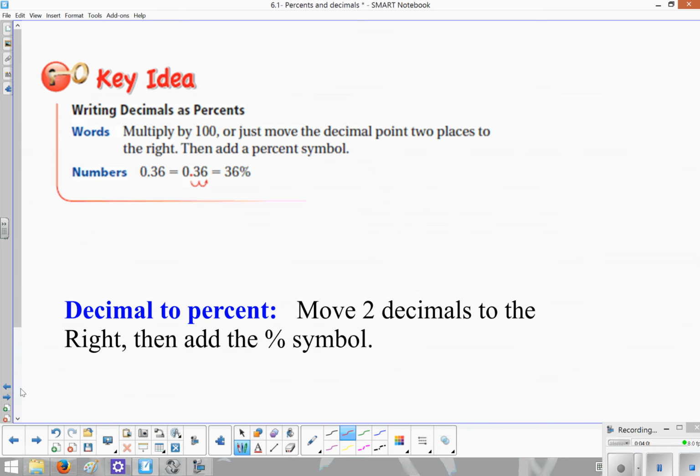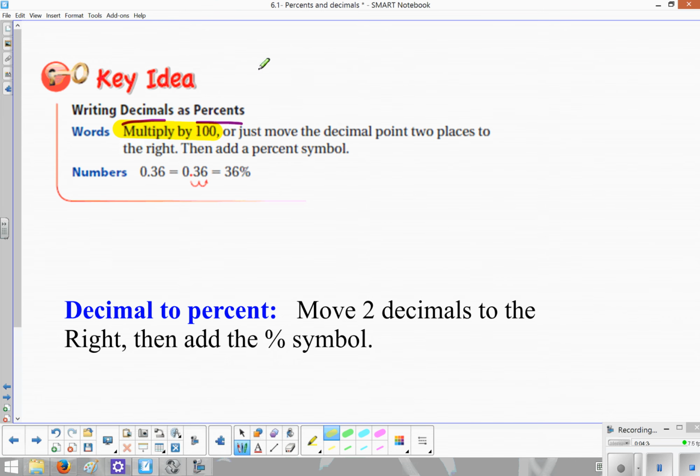Let's go ahead and talk about the second key idea today. The second key idea today is changing a decimal, now the opposite, into a percent. The other one we did was percent to decimal. Now we're going to change decimal to percent. Again, I'm going to show you the two options you can do. You can do it by multiplying it by 100. Okay, that's one way.